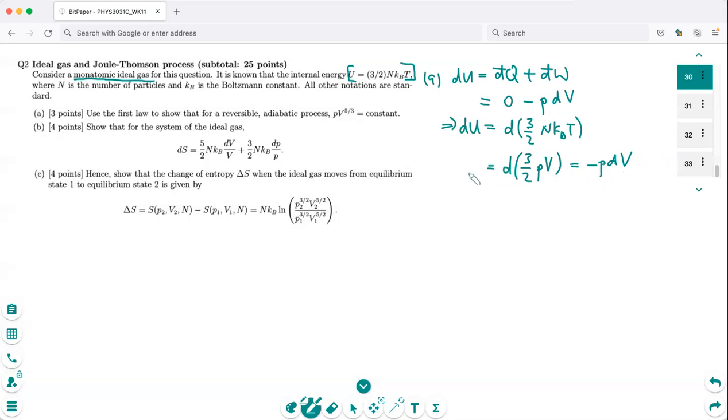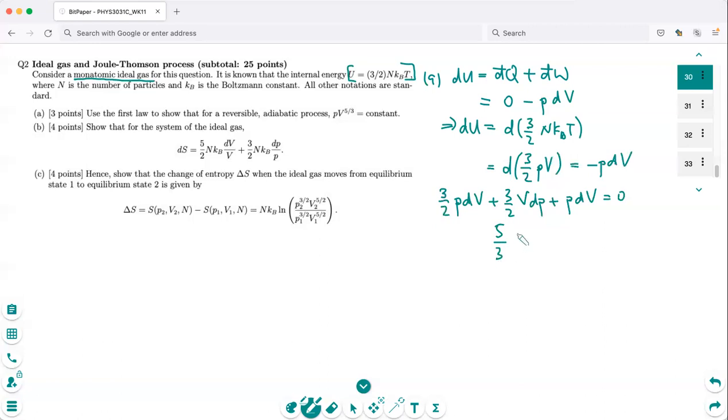Okay, so let's do the differential. We will have 3/2 PdV plus 3/2 VdP. We can move this to the other side. And you basically get the answer you want. You just rearrange a bit. You can combine PdV and 3/2 PdV, and then you have VdP on the other side.